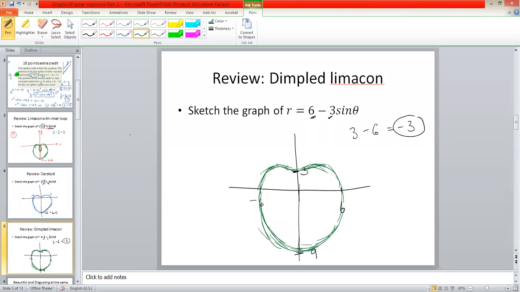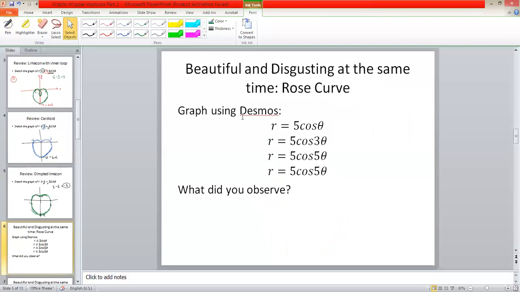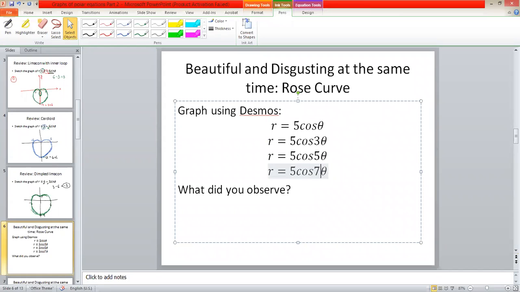All right, so we went over 3 shapes, which we did last time: Limaçon, Cardioid, Dimpled Limaçon. And there are a few more shapes today. We will start with the first, a rose curve. And for this one, I'm going to demonstrate Desmos. I'm going to stop sharing my PowerPoint, and I'm going to share my screen with Desmos. And I would like to demonstrate how the graph of a rose curve looks when r equals 5 cosine theta, 5 cosine 3 theta, 5 cosine 5 theta. There should be 7 theta.